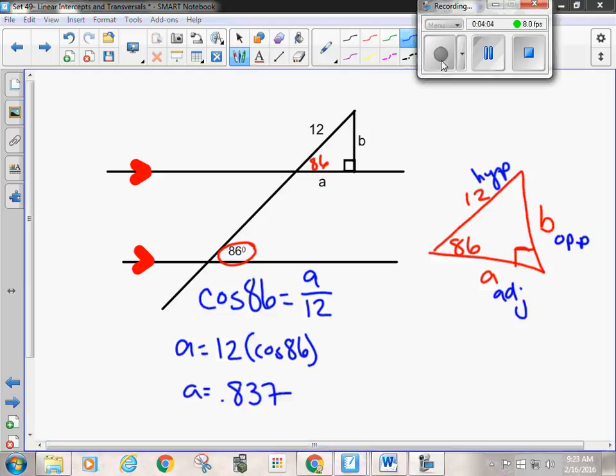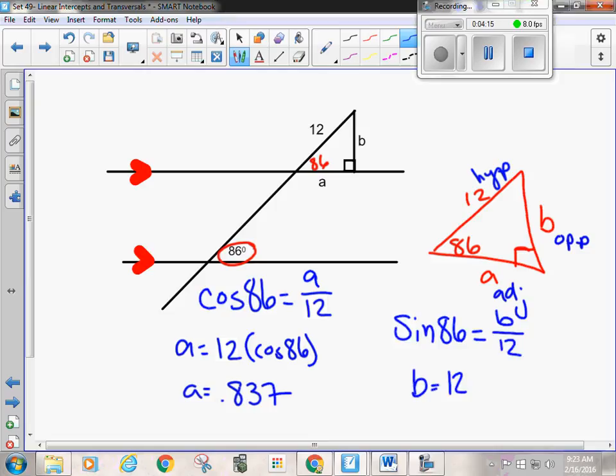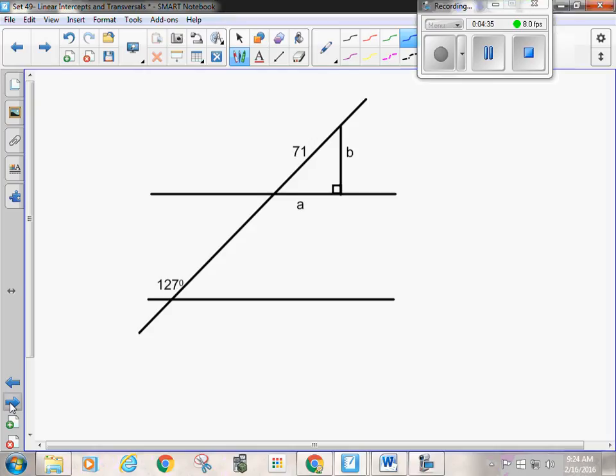Okay, so let's set up to solve for B. We're going to use sine of 86 equals opposite over hypotenuse. So I'm going to multiply each side by 12. So now we're going to take 12 times the sine of 86. Punch that into your calculator. And we get 11.97. Okay, so that's using just our trig functions and what we know about congruent angles.